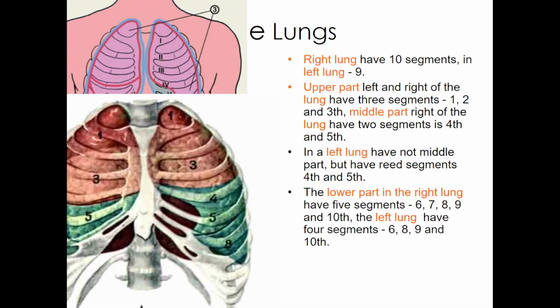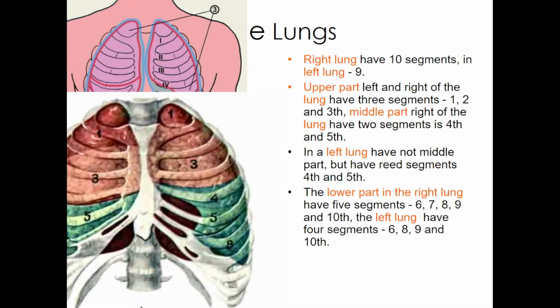Let's talk about the structure of the lungs. The right lung has 10 segments. The left lung has 9. You can see these segments on the picture. I will not review them in detail, as it is an anatomy subject.